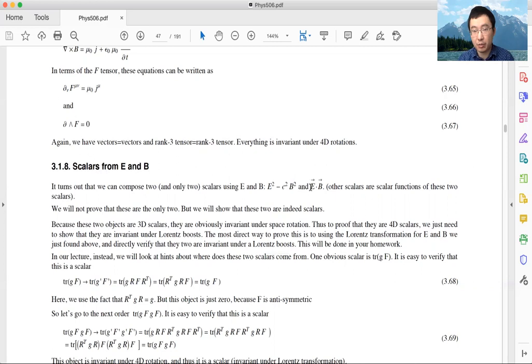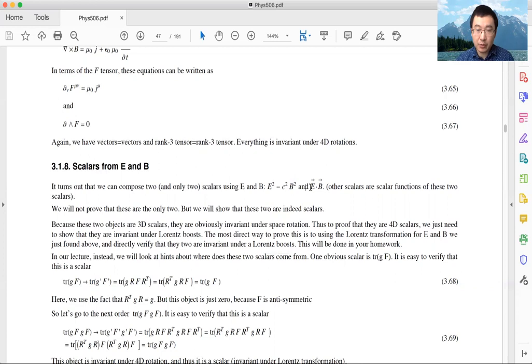So these two quantities obviously are 3D vectors, but are they 4D vectors? Sorry, these two quantities are obviously 3D scalars. Sorry, what I mean is scalars. Okay, so they are obviously 3D scalars, but are they 4D scalars?